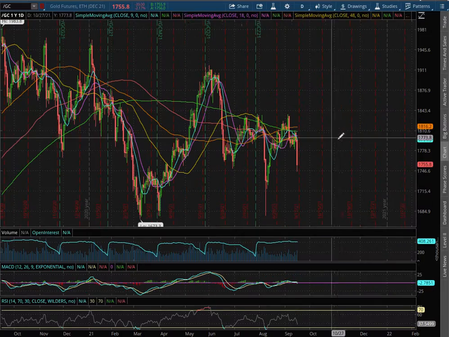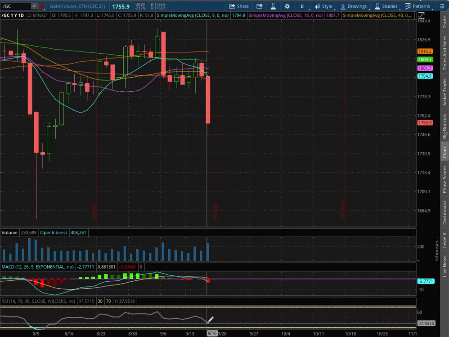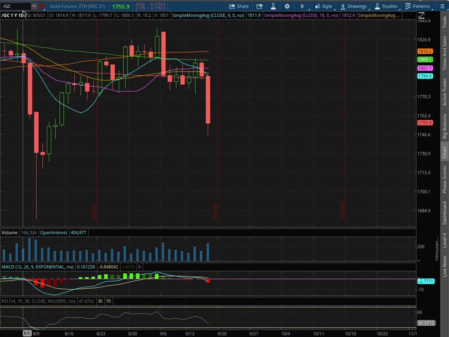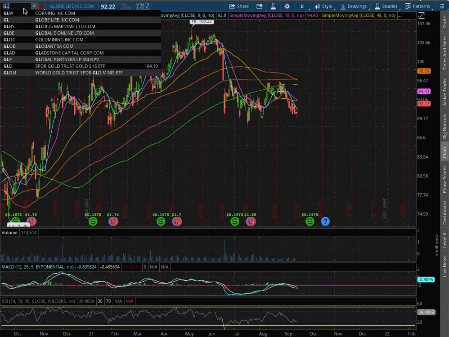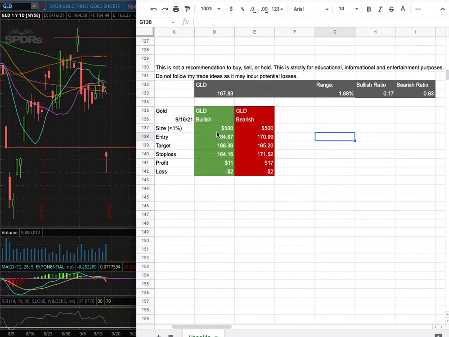As we extend that further to the daily chart, we have reached NUGT and are approaching oversold condition with the RSI. As with the trade idea, I'll be trading GLD, and my position size for it is less than 1% of my portfolio. My long entry is at $164.67, and that is this range here. My sell target is at $168.36.